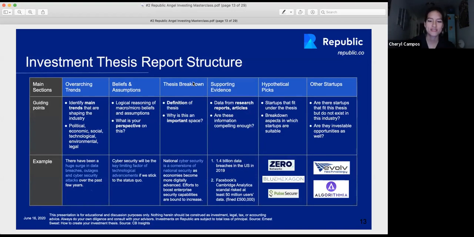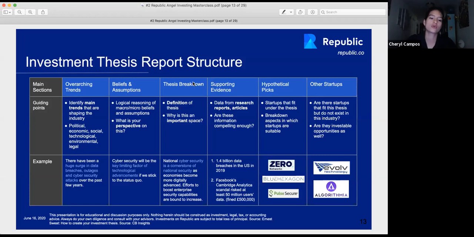So here's an investment thesis report structure. We won't go through everything, but the main sections are what I had delineated prior. Right. And so this one is more about cybersecurity. If you guys want to go ahead, I feel like this is a money slide right here. So if you want to go ahead and screenshot this, you totally can. We won't be sharing the deck, but we will have a recording of this later. And so that's also something where you can reference it later. But essentially, let's just go quickly through this.